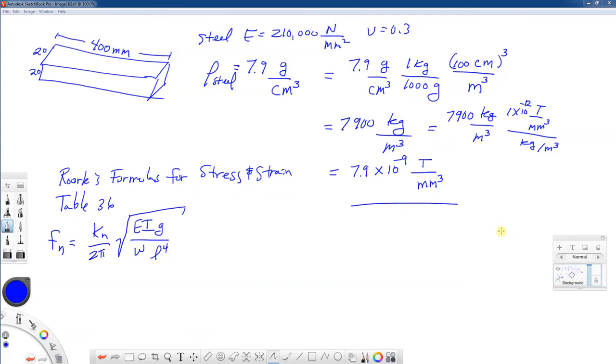Now, since we're going to be doing a square bar, we're going to simplify this formula a little bit. We're going to use just a little bit of algebra. We're going to take a look at this term inside the square root. And for a square cross section, the bending moment of inertia is going to be 1/12 the base times the height cubed. Let's call it S to the fourth power if it is a square cross section.